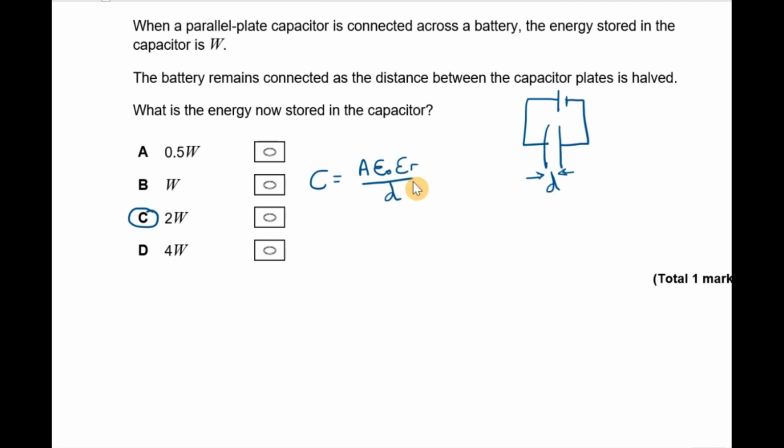So the first thing I can see is if we halve that distance, I'm going to double the capacitance. So the capacitance I'm going to end up with is going to be 2 times the original capacitance. How does that affect energy? Well, we've got another equation given on your data sheet that the energy stored on a capacitor is equal to a half multiplied by the capacitance multiplied by the potential difference squared.